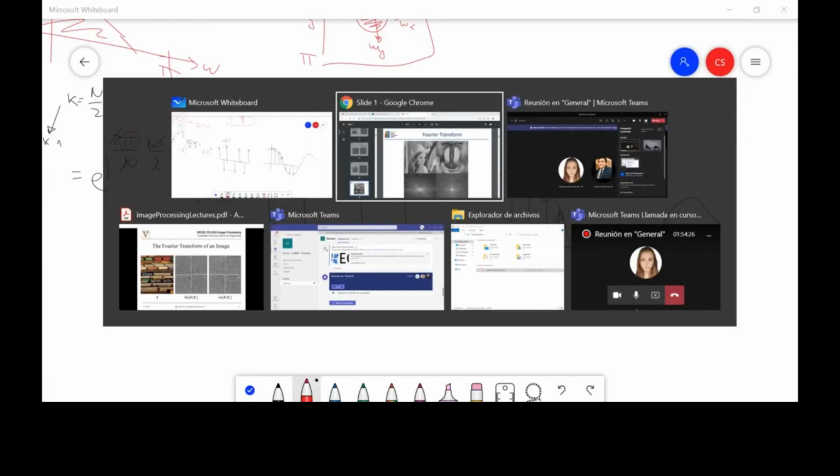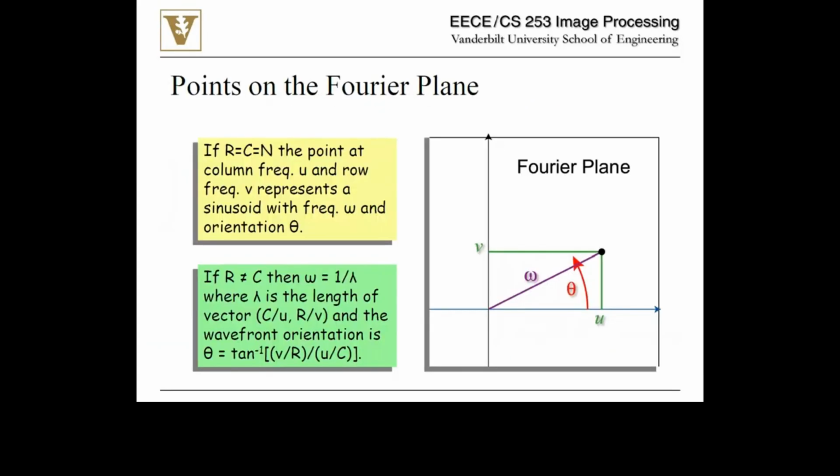Okay. Let's see a bit more. Okay, so now, for simplicity, we made the images square for forgetting about having different R's and C's. But what if they are not square? Then omega is 1 over lambda, where lambda is the length of this vector. So C divided by the frequency in X, R divided by the frequency in Y. And the orientation of the waveform, this arctangent, is the arctangent of this ratio.